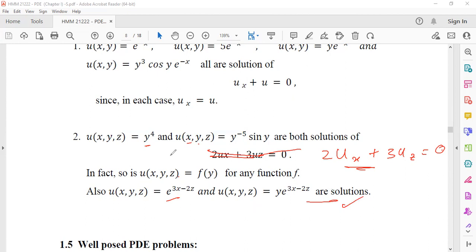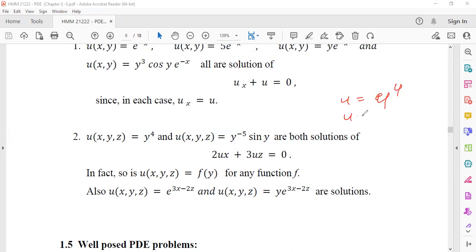Okay, what they are saying is, in this equation, we have only y to the power 4. Please copy down the question, okay? So what they are saying is, we have one solution, y to the power 4. Another solution is y to the power minus 5 sine y.